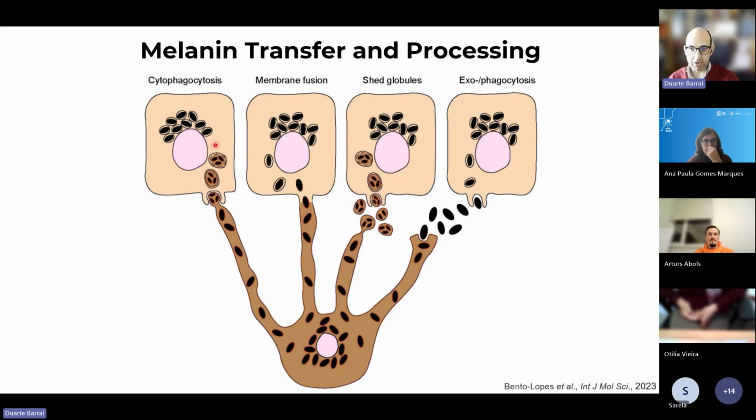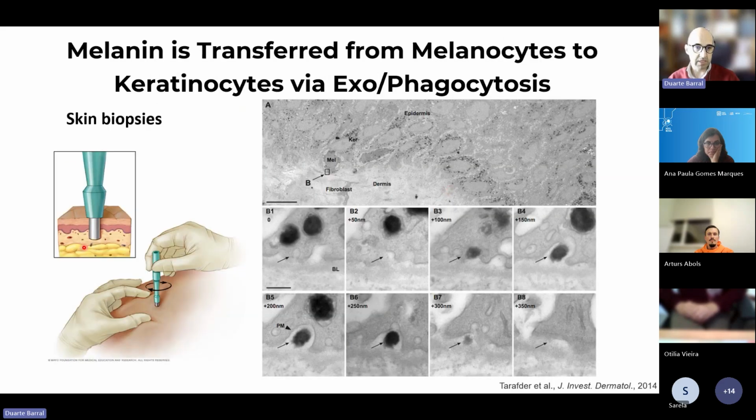There are 4 models. I'm not going to explain in detail, but you can see here different types of transfer that were postulated along the years. And some time ago, we used skin biopsies to check which model is predominant, at least in human skin.